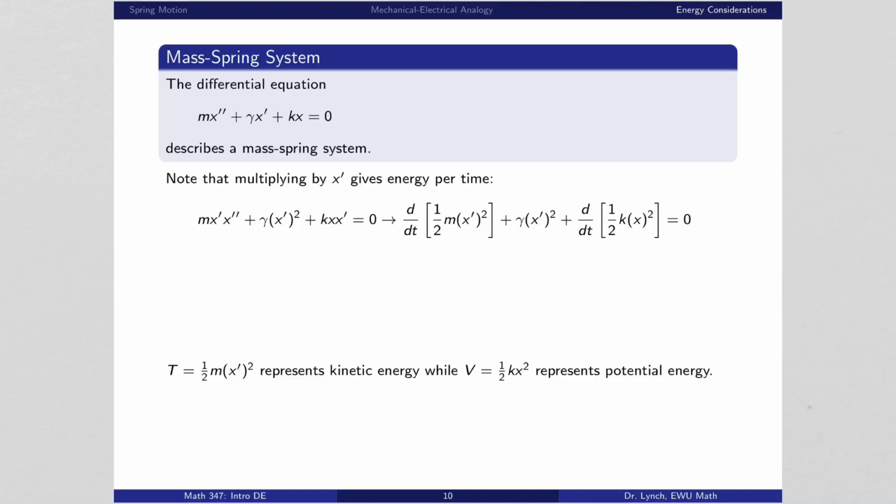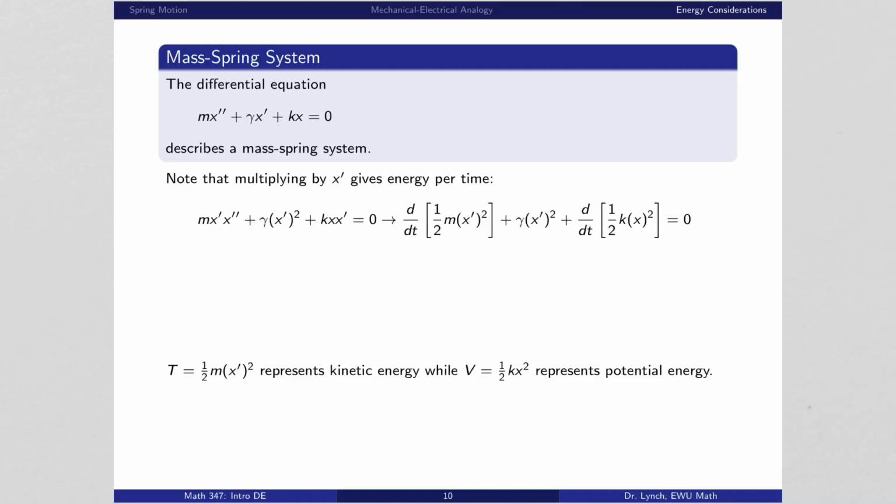So to see that in this case, we'll go ahead and write m x prime x double prime plus gamma x prime squared plus kx x prime equals 0. And that differential equation can be rewritten as the derivative of 1/2 m x prime squared plus gamma times x prime squared plus the derivative of 1/2 kx squared is equal to 0. And just go ahead and use the chain rule, and you can work from these derivatives back to m x prime x double prime and kx x prime respectively.